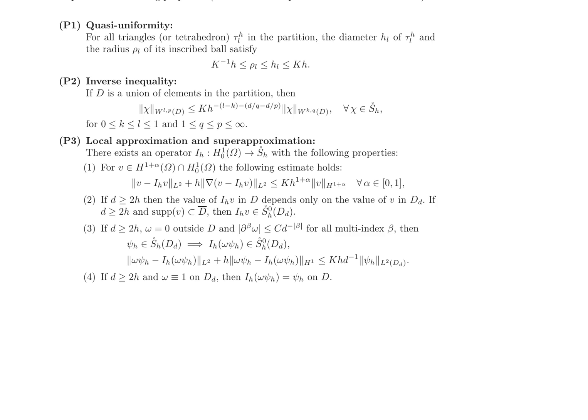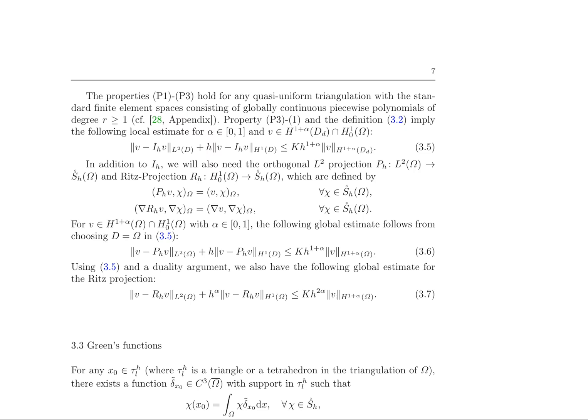These properties of the finite element spaces are essential for the analysis and implementation of the spacetime variational formulation for parabolic problems, as they provide the necessary tools for approximating solutions and estimating errors. The paper delves into the properties of quasi-uniform triangulations and their role in finite element spaces. It emphasizes that these properties hold for globally continuous piecewise polynomials of degree r ≥ 1. The authors present local and global estimates for the interpolation operator I_h and the L2 projection P_h, as well as the Ritz projection R_h. These estimates are crucial for understanding the approximation properties of these operators in the context of finite element methods.